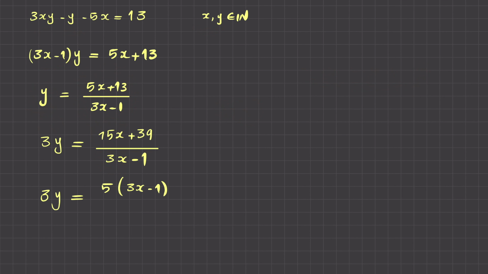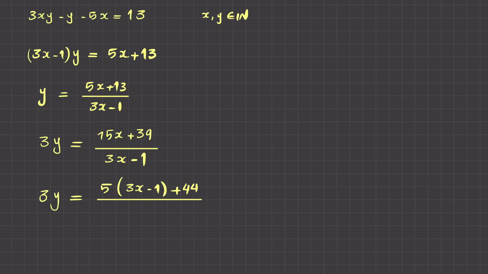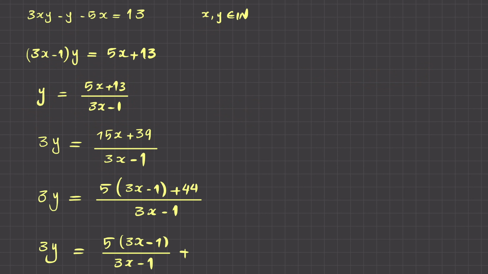Okay, so let us see what I have so far. 5 times 3x is 15x, I have it. But 5 times minus 1 is minus 5, I don't have it, I have 39. So what should I do? I have to add 44 to compensate for that minus 5, and then divide everything by 3x minus 1. Now I copy the left, and the right can be decomposed into two fractions: this divided by 3x minus 1 plus 44 divided by 3x minus 1.